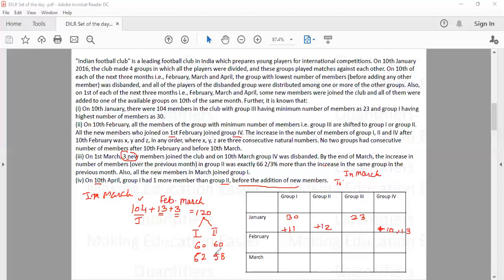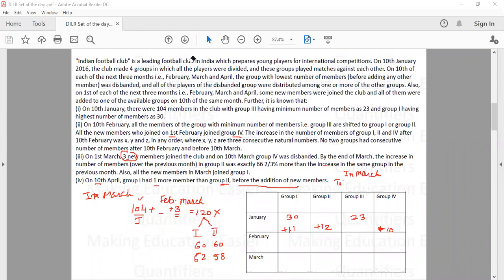This is again not possible, right? So that means 120 is not possible. So this case is not possible. Otherwise, the last part will not be true. When I told you that in group number 1, 1 more member should be there than the group number 2, this is simply not possible. So that means 13 is not the number of members joined in the month of February, right?